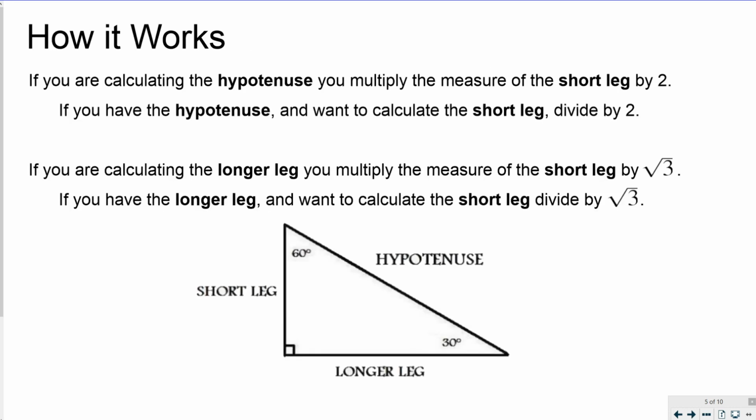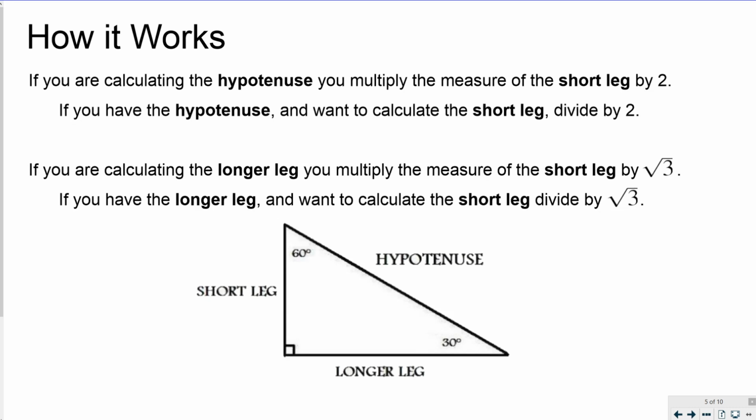So, how it works. If you are calculating the hypotenuse, you multiply the measure of the short leg by 2. So you take the short leg and you multiply it by 2, and that gets you the measure of the hypotenuse. If you have the hypotenuse and you want to calculate the short leg, you're going to divide by 2. Also, if you are calculating the longer leg, this one down here, you multiply the measure of the short leg by the square root of 3.